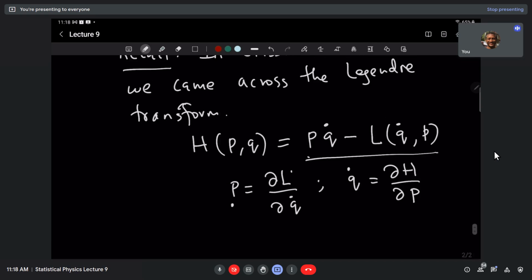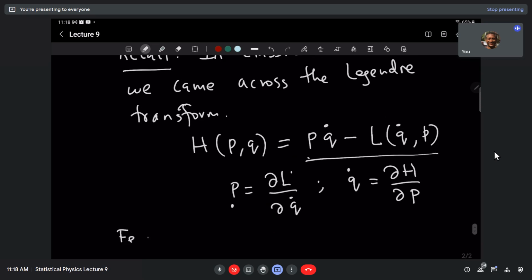Okay. But the feature of this Legendre transform was that extremal solutions, extrema of H, got mapped to extrema of L.